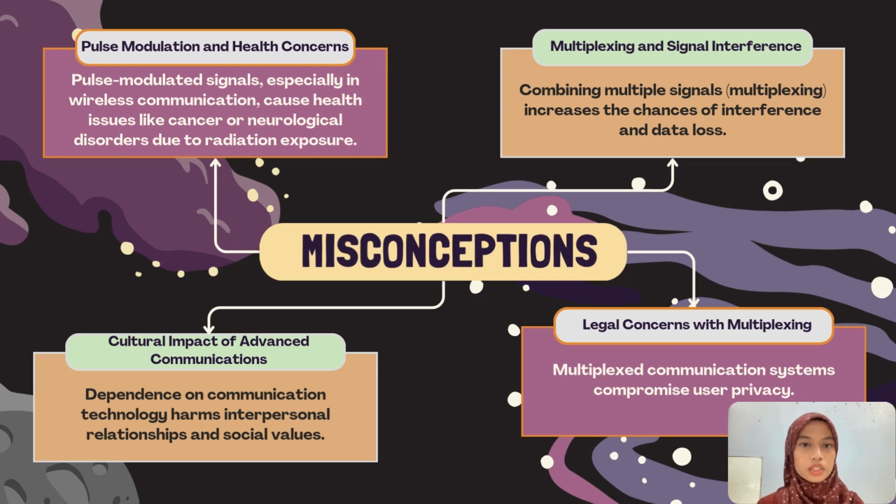Second, people often think multiplexing increases interference or leads to data loss. However, advanced technologies like error correction codes and adaptive algorithms are designed to prevent this, ensuring data remains intact and with minimal interference. Lastly, there are privacy concerns. Multiplexing combines signal encryption and global data protection laws such as GDPR to safeguard user information and ensure privacy is maintained.